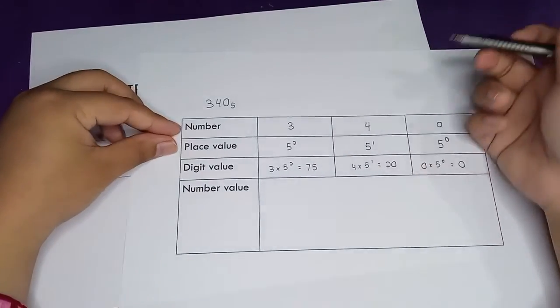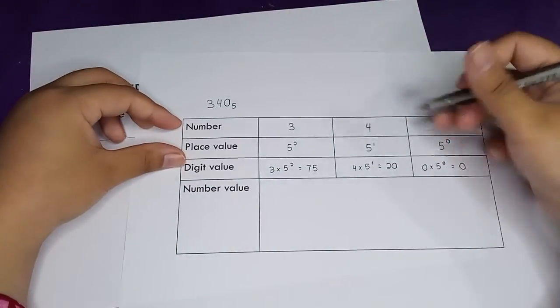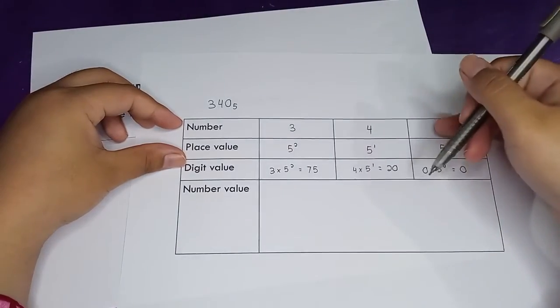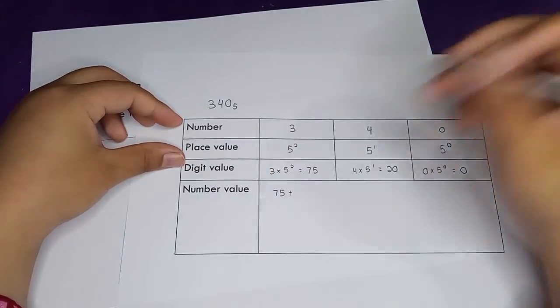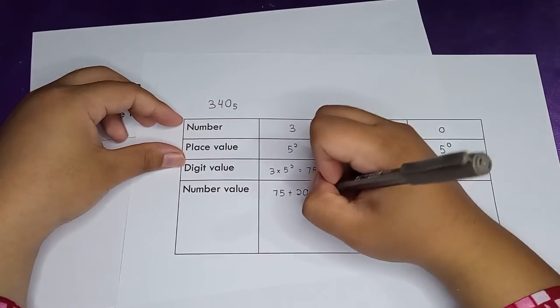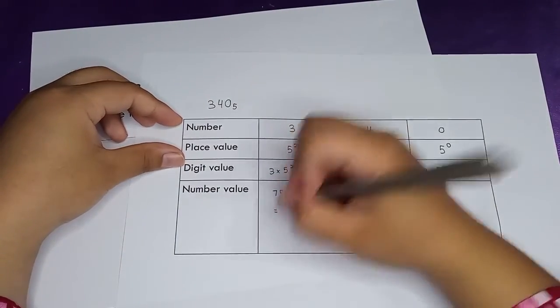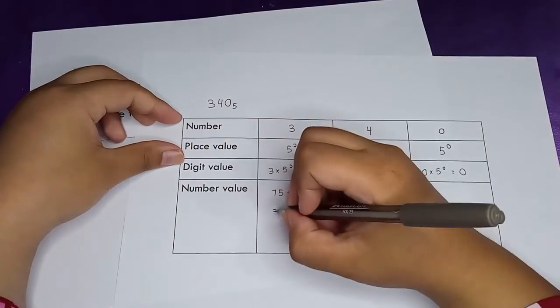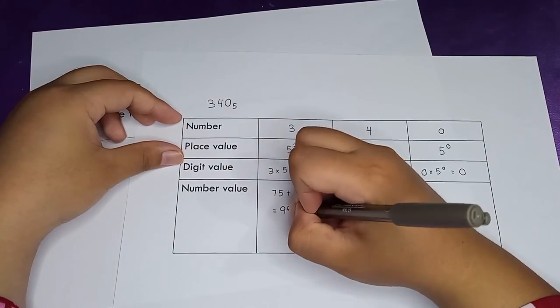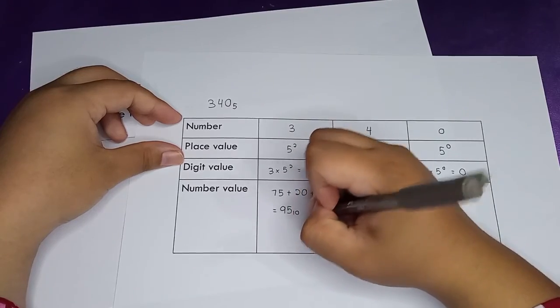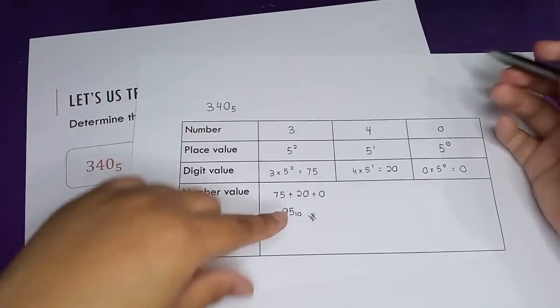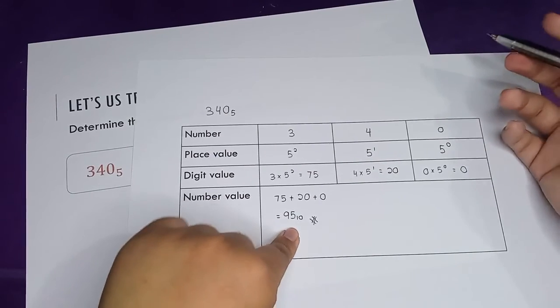And then we determine the number value, which is the addition of all digit values. 75 plus 20 plus 0, so the final answer is 95. And don't forget the base 10. So the final answer is 95 base 10.